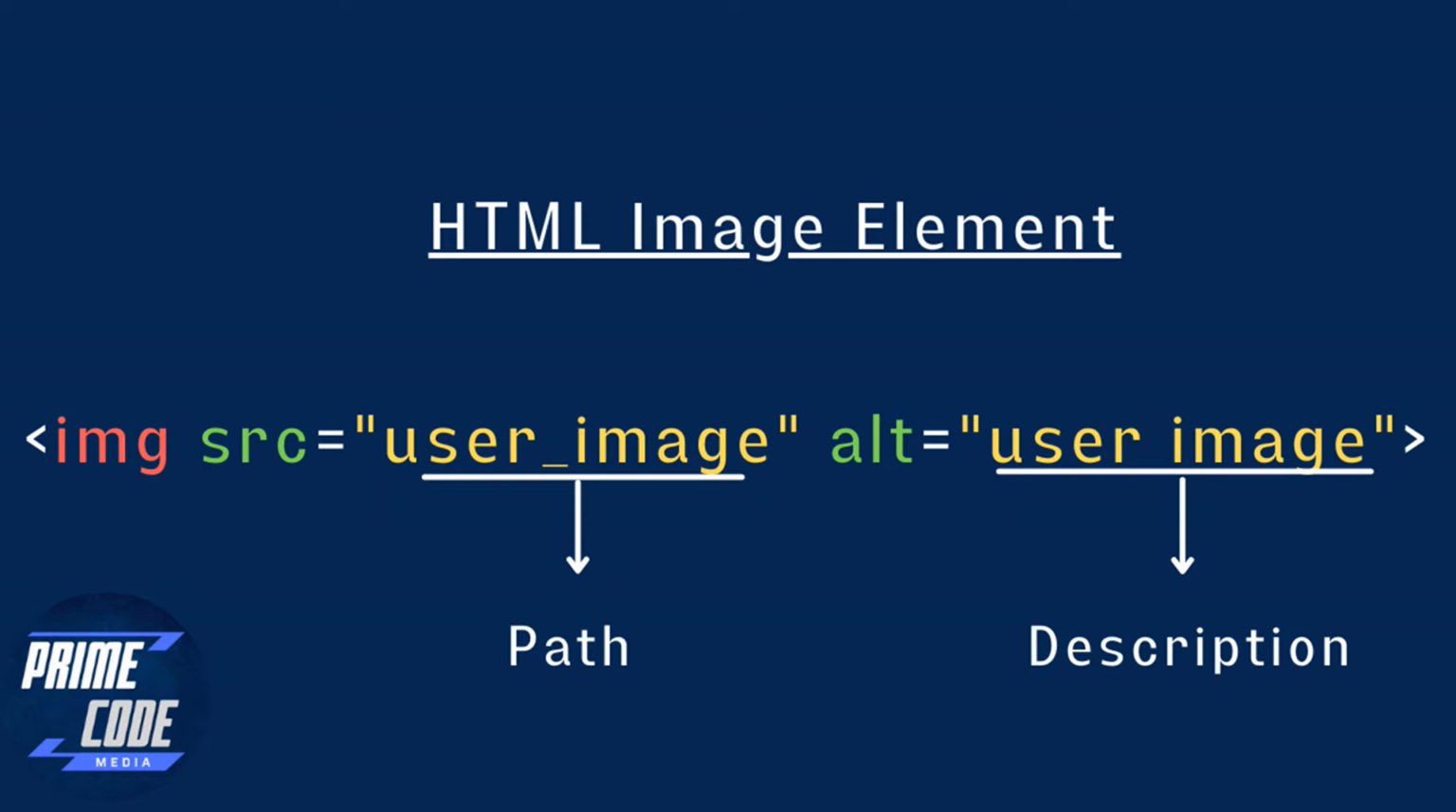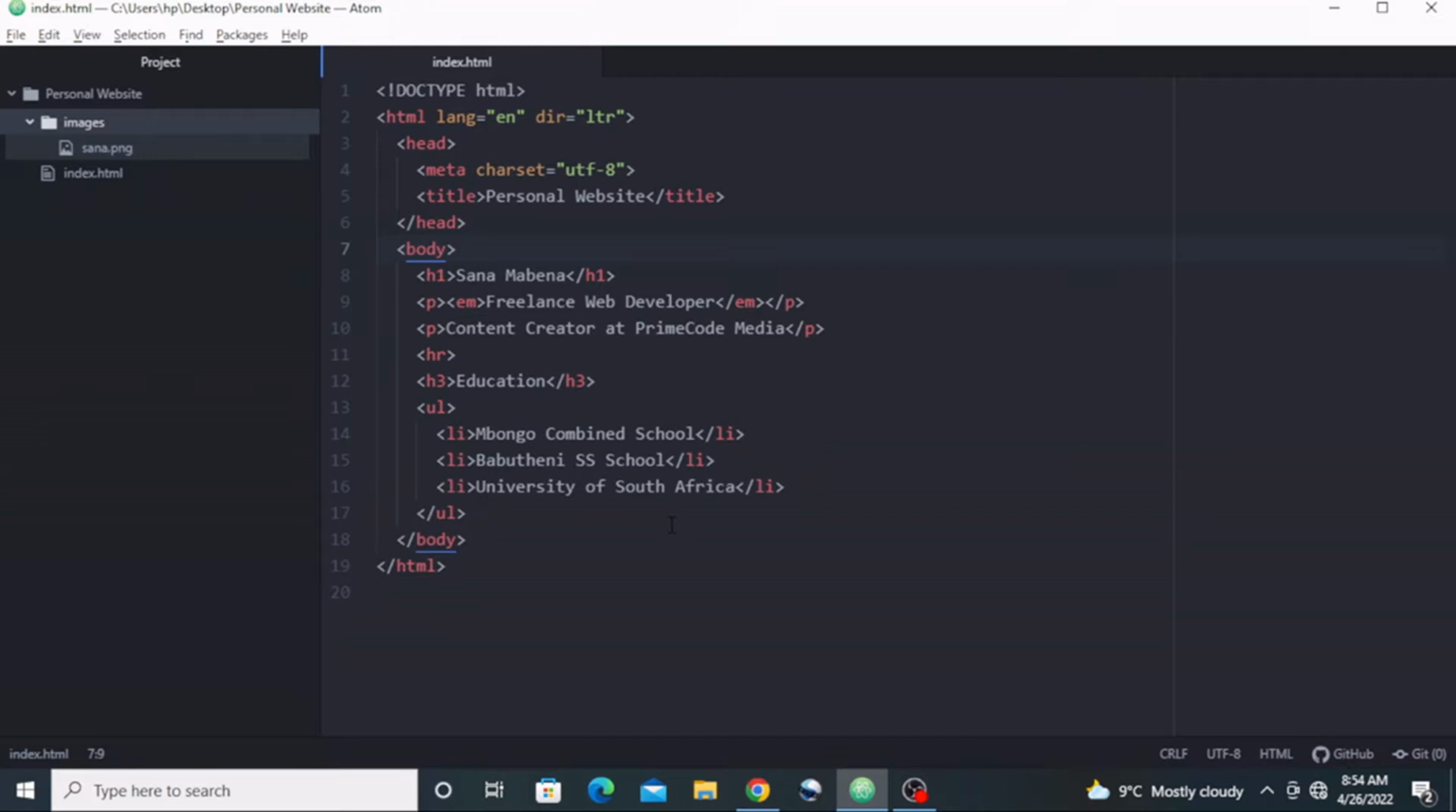So if the image you want to use is online, for example, it's on Facebook, Instagram, LinkedIn, Twitter, and so on, you will have to copy the image address and paste it as a source. So when the website is opened, the browser will go fetch the image from that address and render it on your website. To show you how this is done, let's go to our website project and add a profile image.